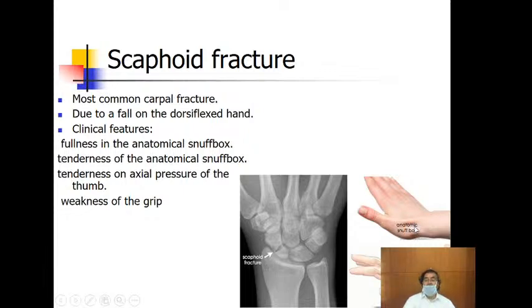If there is a fullness and a tenderness here and a history of fall, then you can clinically make a diagnosis of scaphoid fracture, and on X-ray of the wrist you can clearly see the fracture line here.